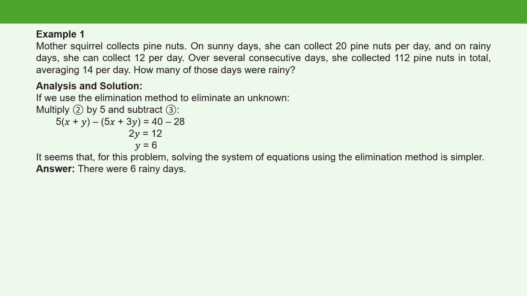If we use the elimination method to eliminate an unknown, we multiply equation 2 by 5 and subtract equation 3, then we get y equals 6. It seems that, for this problem, solving the system of equations using the elimination method is simpler. The answer is there were 6 rainy days.